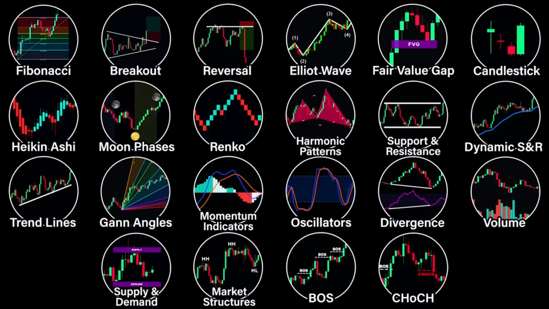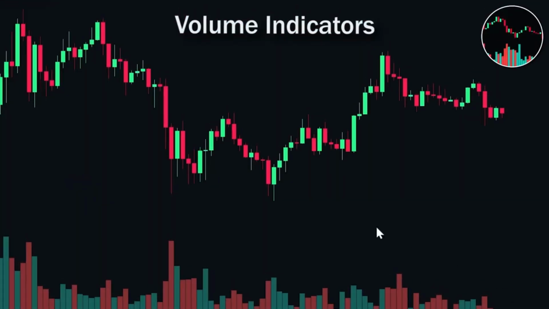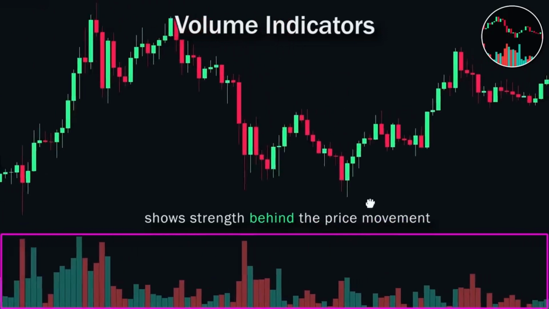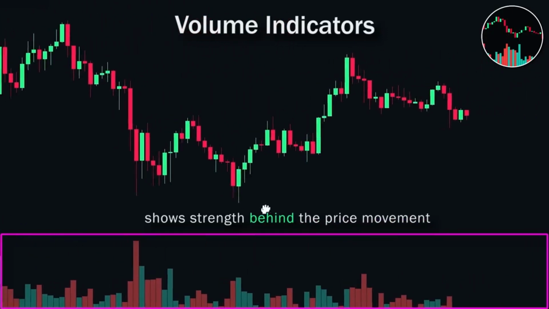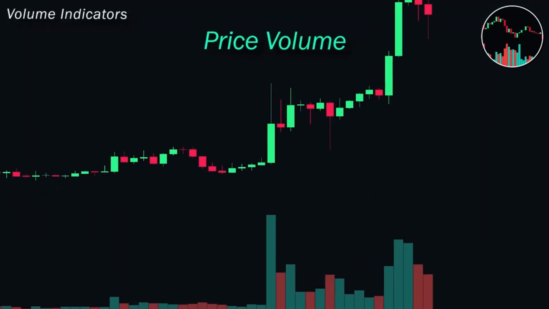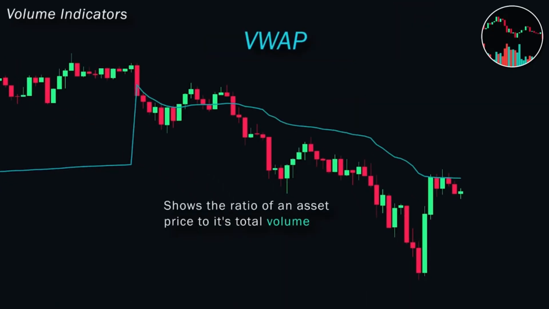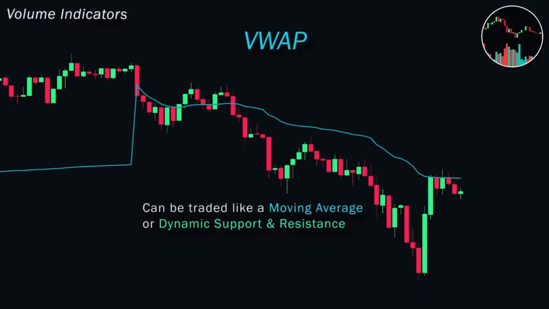Volume indicators. These are types of indicator that show the strength behind a price movement by tracking the trading volume. Notable volume indicators include price volume, which displays the volume for each candle. The longer the bar, the higher the volume. Volume-weighted average price, which shows the ratio of an asset's price to its total volume. It can be traded like a moving average or as a dynamic support and resistance.